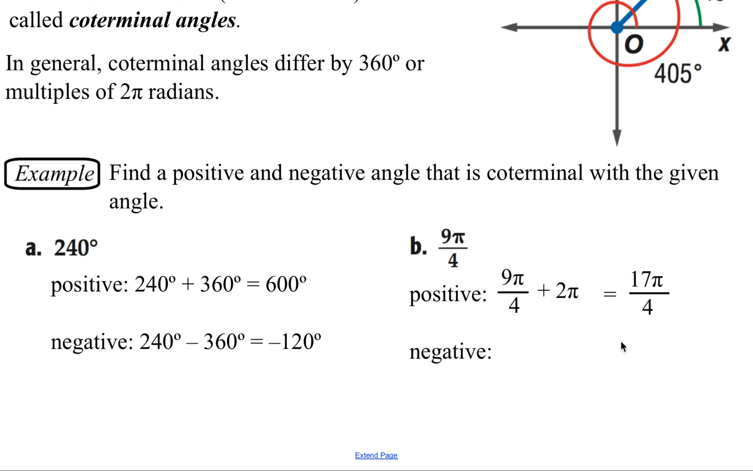A negative angle here, this one's a little bit confusing. If I subtract 8 pi over 4, if I just subtracted 2 pi, I would end up with a positive pi over 4, and that's not a negative angle, so I need to subtract 2 pi again, so that's why I have 4 pi. So again, if we use this as fourths, that's really 16 pi over 4. So we have 9 pi minus 16 pi over 4, which gives us a negative 7 pi over 4.